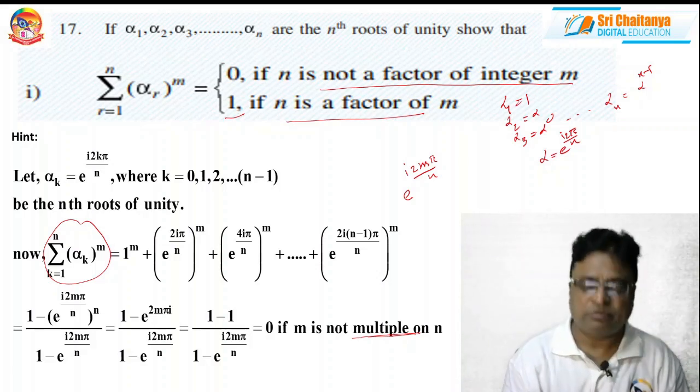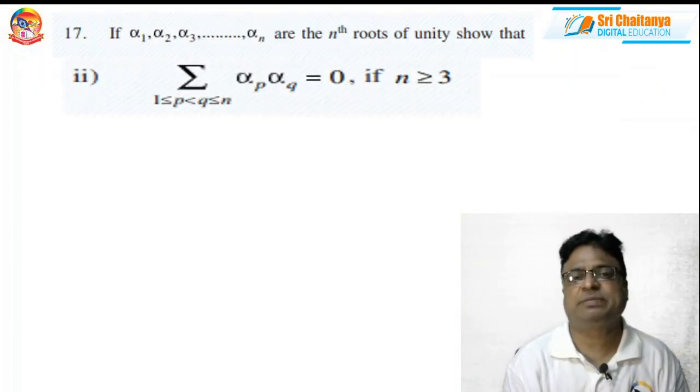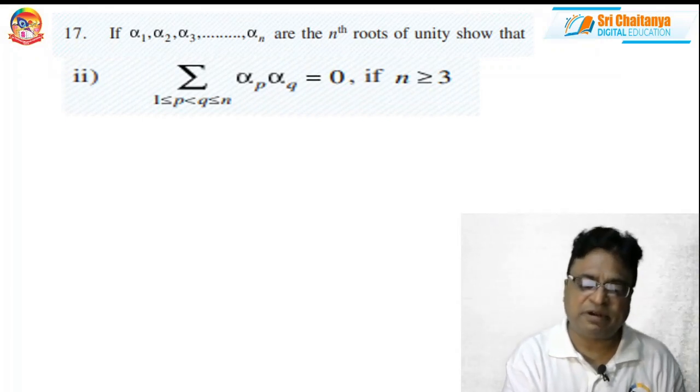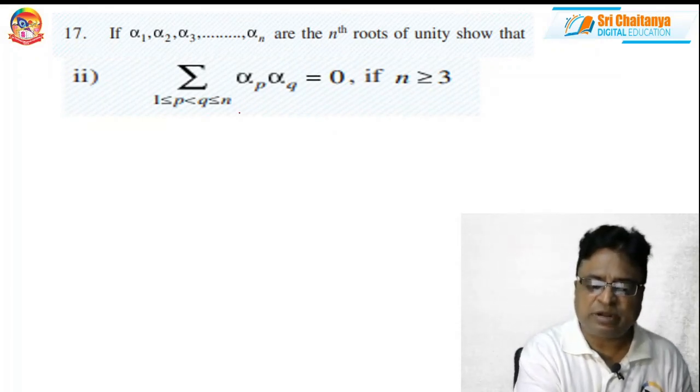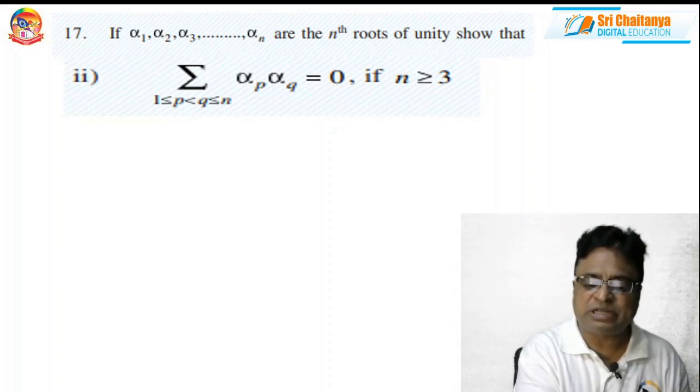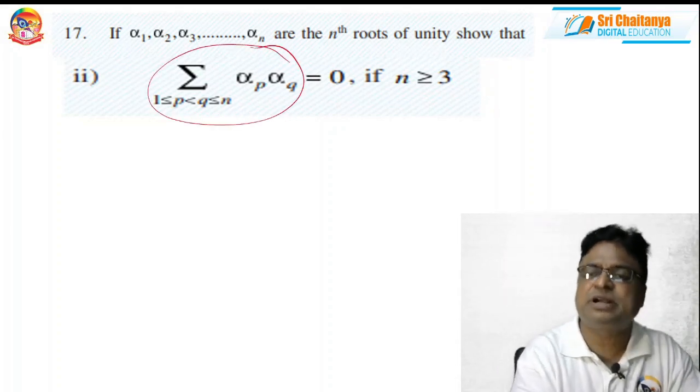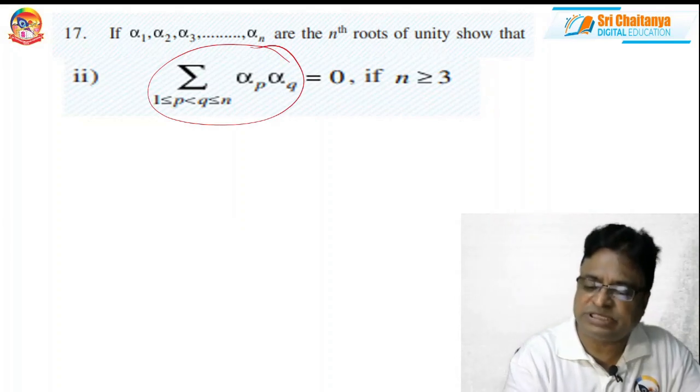Okay, now coming to the second question, the 17th problem. If alpha 1, alpha 2, ..., alpha n are the nth roots of unity, then sigma over 1 less than or equal to p less than q less than or equal to n. What is this notation? Majority of the people have no idea about this result.